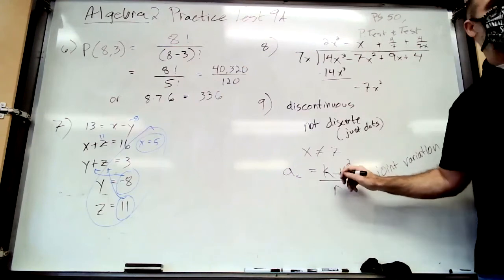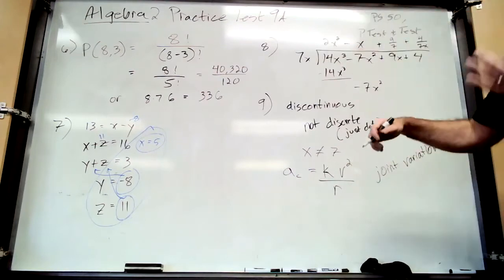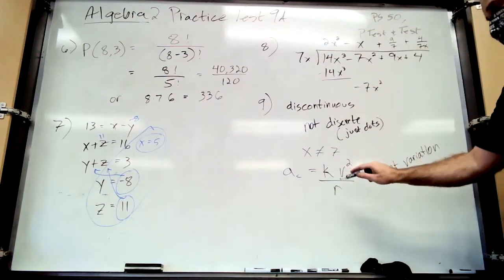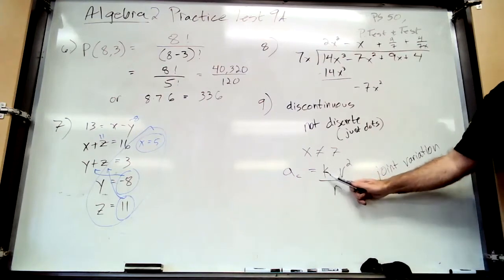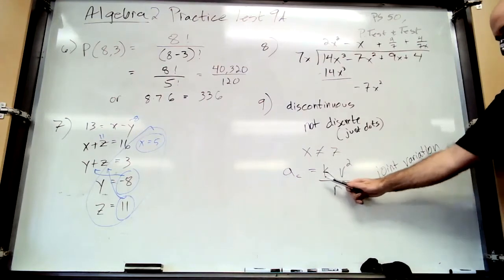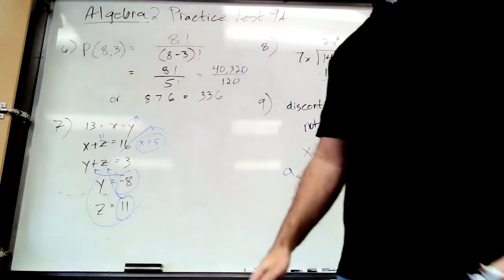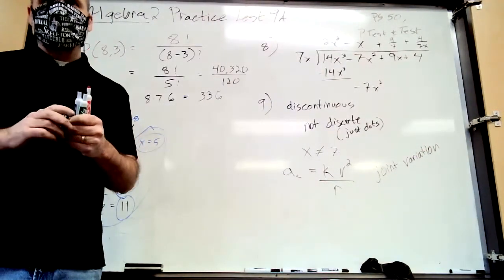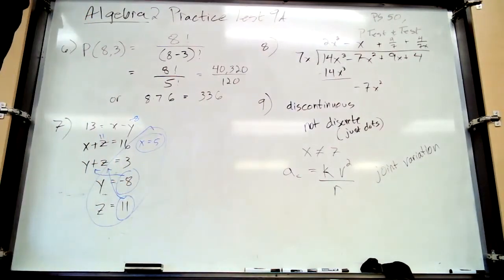Object moving circular path, proportional to the square of the object's velocity. Proportional means K times something. The square of the velocity, V squared, it actually gives it to you. And inversely proportional, okay, so over whatever it says next, radius, R. Okay, that's it. So proportional, K times something, and then inverse over that something, whatever it mentions. And it's joint variation because there's two things happening. It doesn't have to be direct and inverse. It could be two things that are direct. That would still be joint variation.